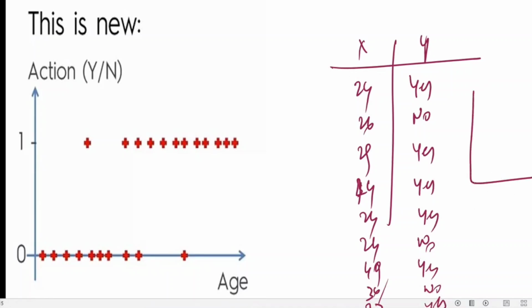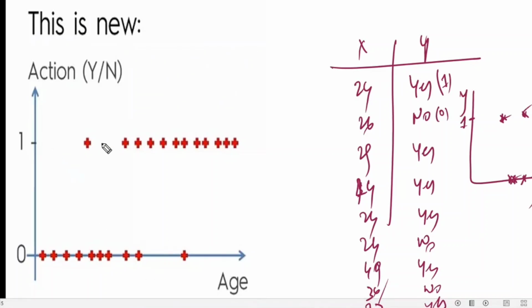Now, if you make a scatter plot between x and y, what happens? Let us take yes as 1 and no as 0. For 24, yes means 1. This is the scatter point where y is 1. 26 with no, this is the point. 29 yes, this is the point. 44 yes, this is the point. 24 no, again this is the point. 24 no, one more point. So on the y-axis, you will have only zeros or ones.